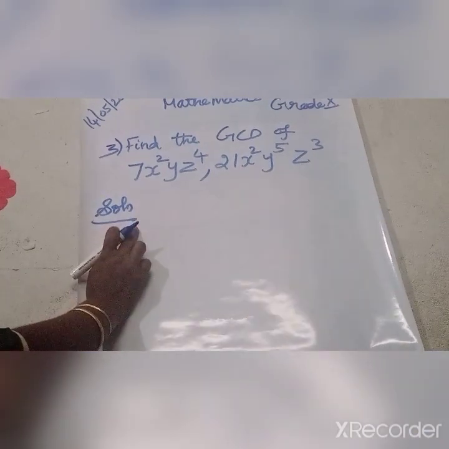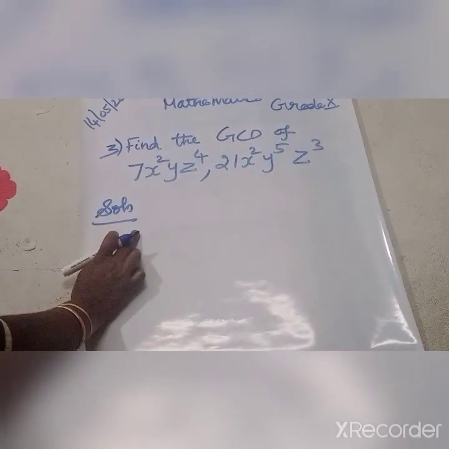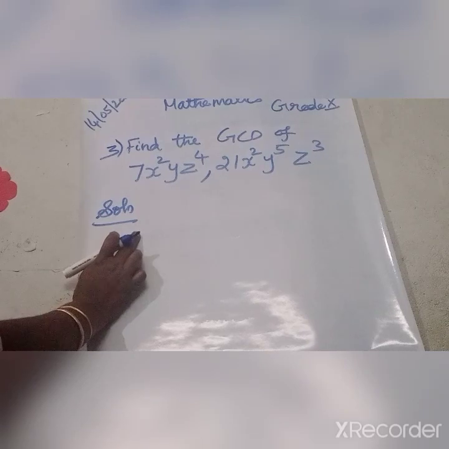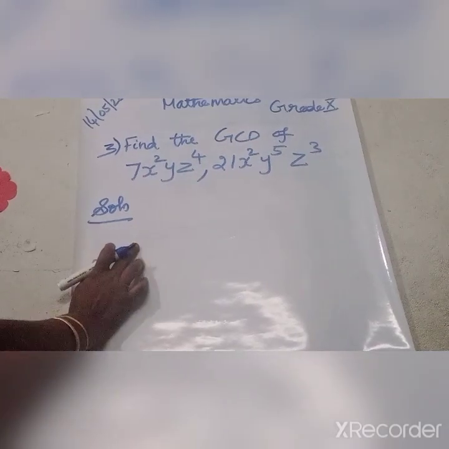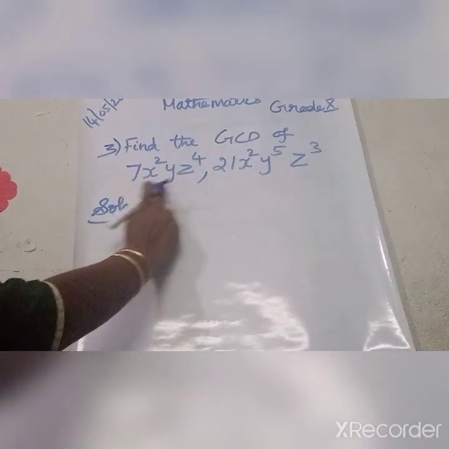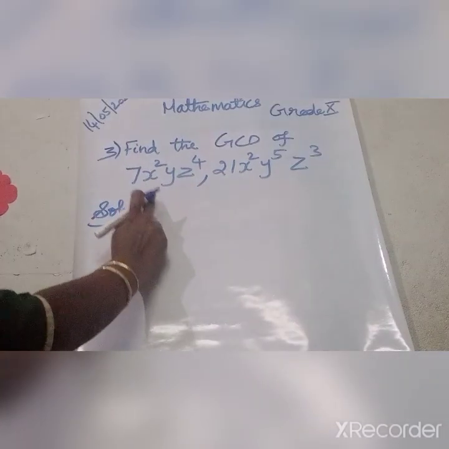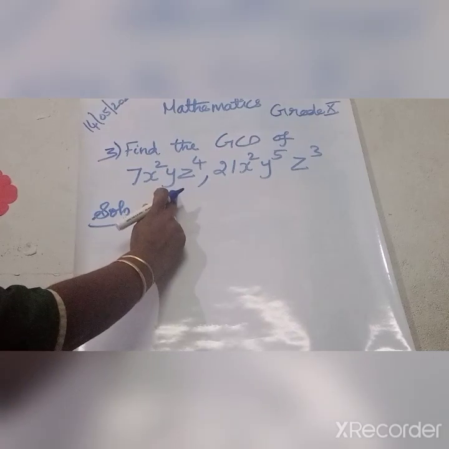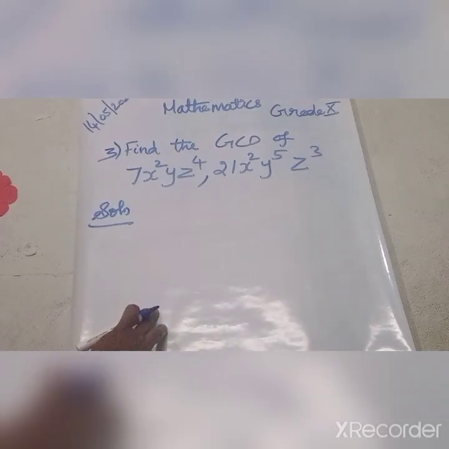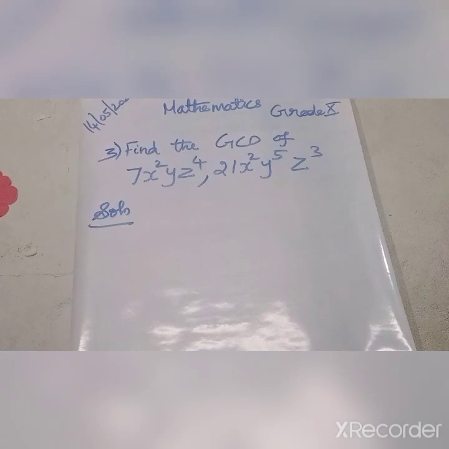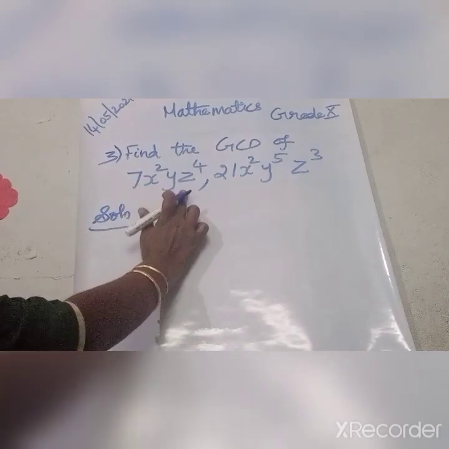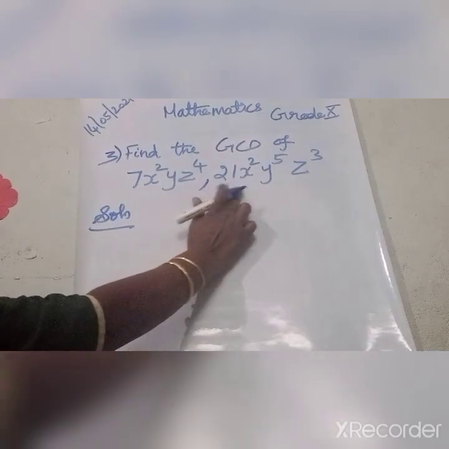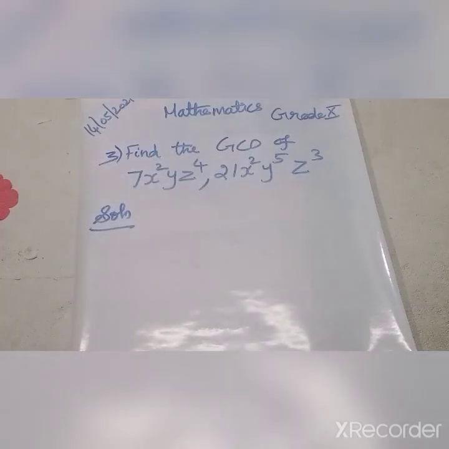Children, from the last 2 questions, when 3 numbers alone were given, I taught how to find the GCD and LCM. Is it? Similarly, third question, find the GCD of 2 expressions given with numbers as well as variables. When two expressions are given, how to find out the GCD and LCM? Next we are going to learn. So the third question is find the GCD of 7x square y z power 4 and 21x square y power 5 z cube. How to find out?